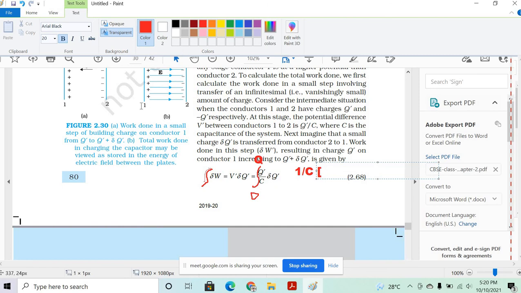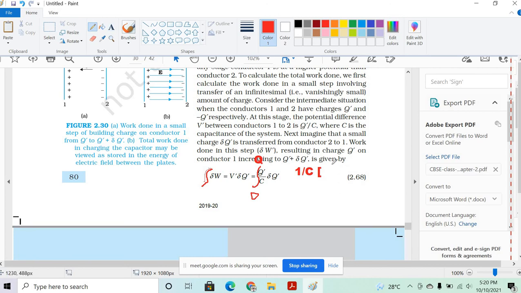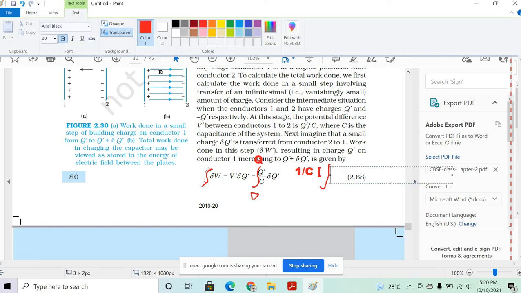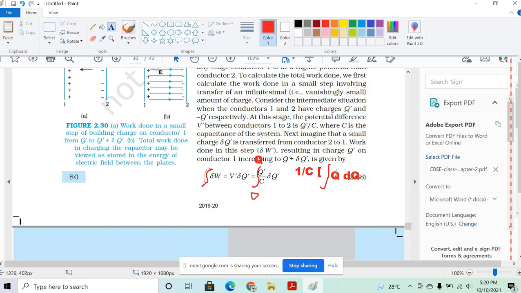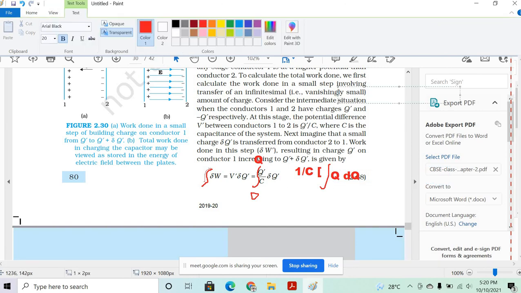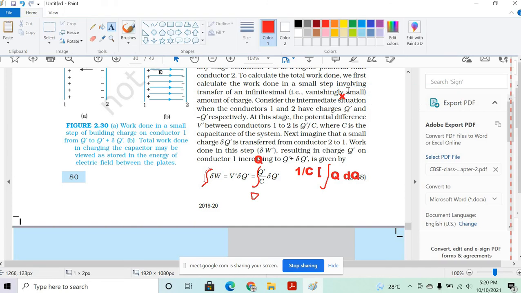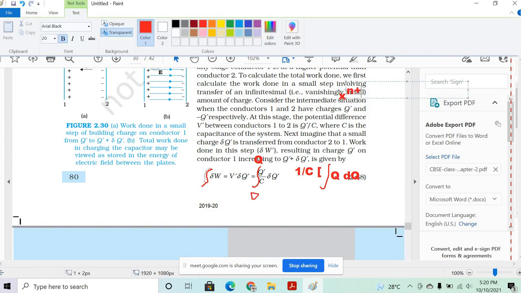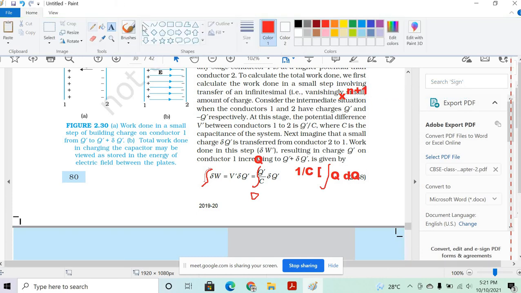Basically this becomes the integration of q dq. Let me just explain to you. This will become an integration of q dq. Q dq integration is what you remember, the q form. You remember the formula, right, which I told you? x power n plus 1 divided by n plus 1. This is the formula for your integration.